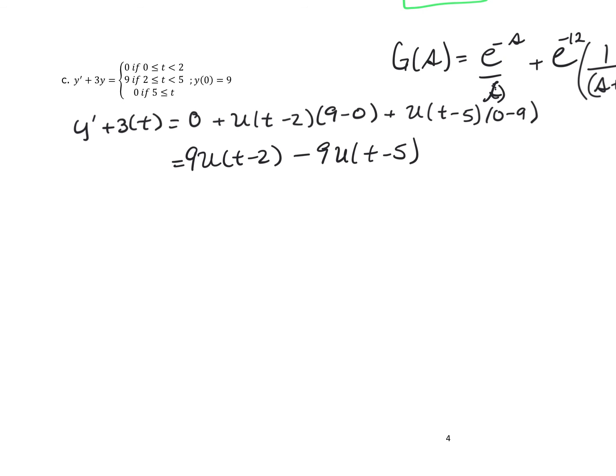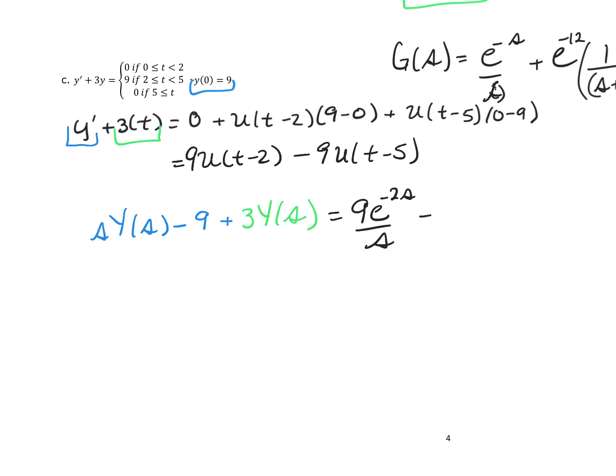Now I'm going to do the Laplace transform. When I do the Laplace transform of y prime, this is going to be s cap Y of s minus my initial value, which my initial value of y is 9, plus, now this part is going to be cap Y of s, so 3 times cap Y of s. And then on the other side, I'm going to get 9 as a multiplier, e raised to the negative 2s divided by s, minus 9 as a multiplier, e raised to the negative 5s divided by s.